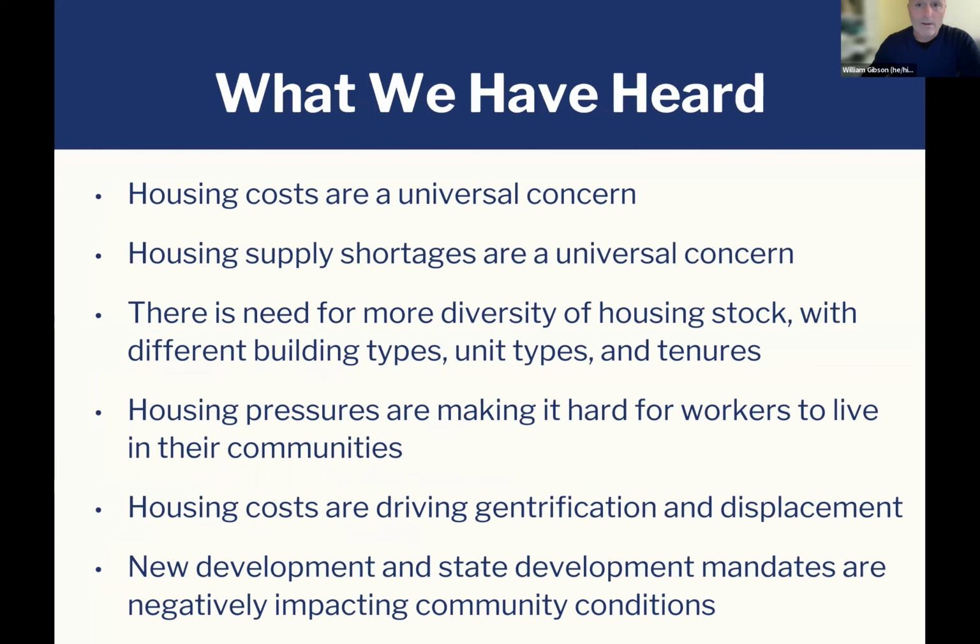So, just what we've been hearing so far, some of the highlights. Housing costs are a universal concern. Almost every commenter recognizes that housing costs are incredibly burdensome, and everyone is experiencing the impacts of them. Most commenters also identify housing supply shortages as a concern, but there are very different ideas about how to address those shortages, as you can imagine. There is a recognized need for more diversity of housing stock with different building types, different unit types, and rental and ownership housing. Commenters note that housing pressures are making it hard for workers to live in their communities.